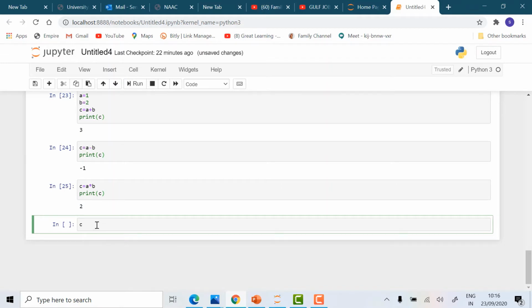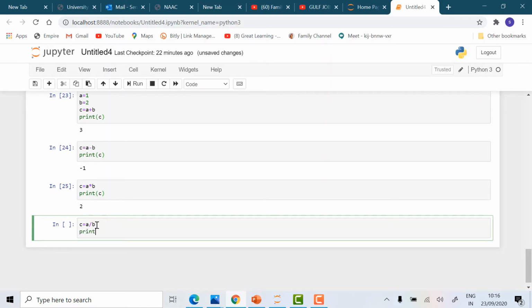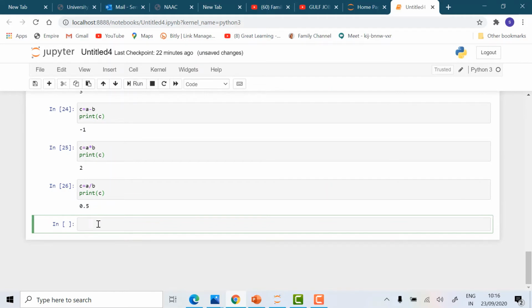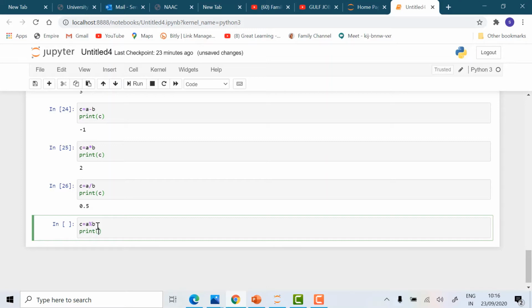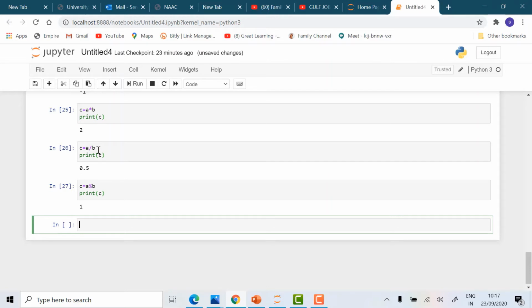Then C is equal to A slash B, and print of C. We get 0.5. Then I'm writing C is equal to A percentage B, that is modulus, and print of C. We get 1. In division, A and B are divided and the quotient is taken as the answer. In modulus, A and B are divided and the remainder is taken as the answer.